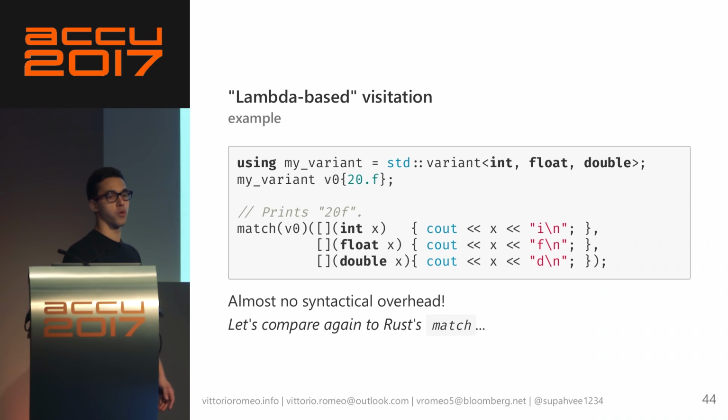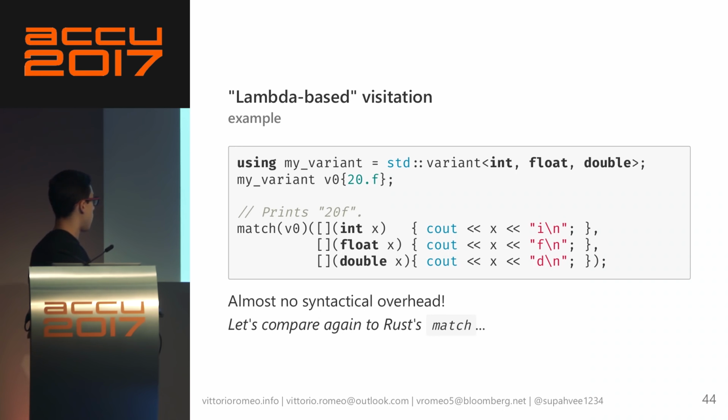And this is an example of what we're going to implement. This is a variant that can be between int, float, and double, as before. We initialize it with a float. Then we call this match function here that takes a variant and returns something else that we can invoke again. And we invoke it with a bunch of lambdas, 1 per alternative. And the lambdas are the branches of our visitation. So this will do exactly what you expect. It matches the current active type inside v0, and then calls the corresponding lambda on the spot.